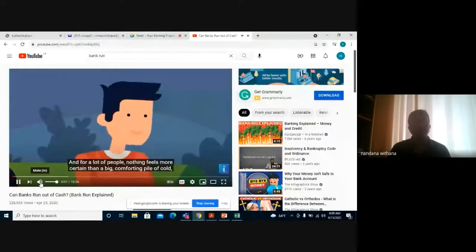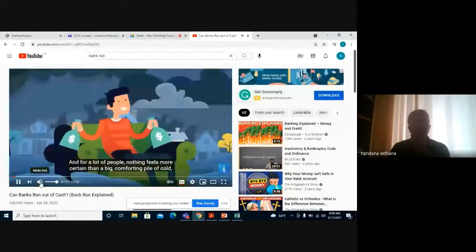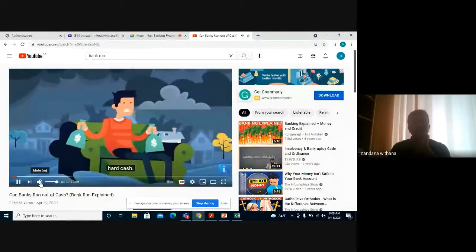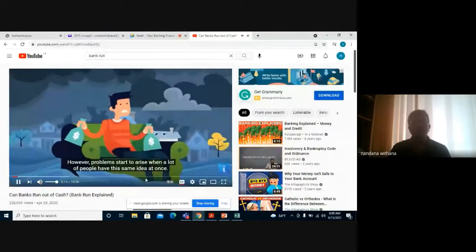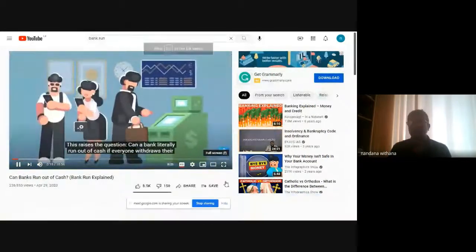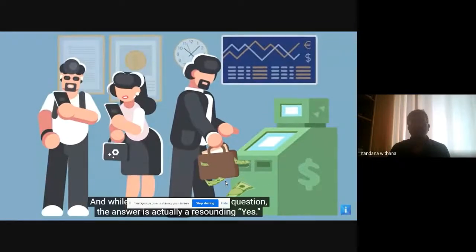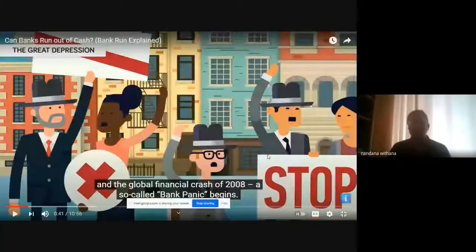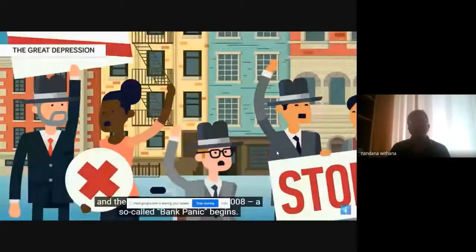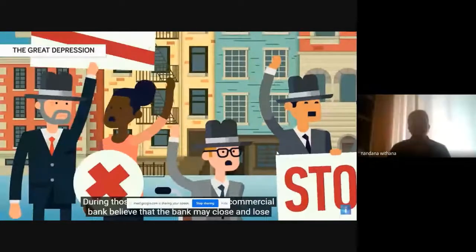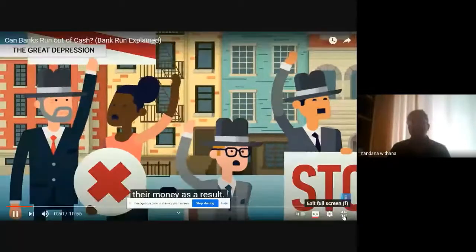Wrong institutions, and for a lot of people, nothing feels more certain than a big, comforting pile of cold, hard cash. However, problems start to arise when a lot of people have that same idea at once. This raises the question, can a bank literally run out of cash if everyone withdraws their money at the same time? And while this may seem like a silly question, the answer is actually a resounding yes. We had another serious recession. In these two incidents, there were panics. People want to withdraw money quickly from banks. During those panics, customers of a commercial bank believe that the bank may close and lose their money as a result.